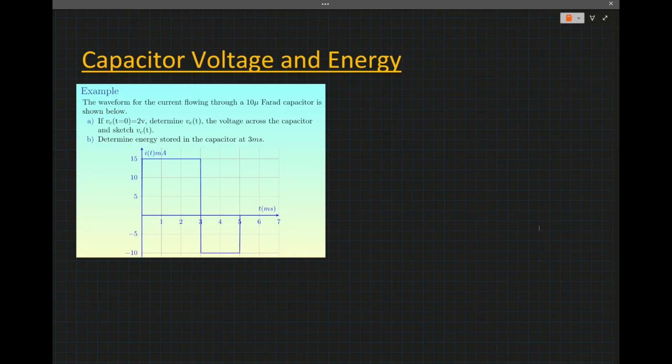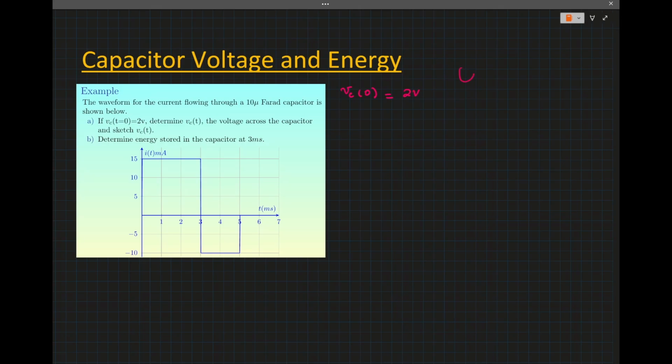So in this example, we are going to find the voltage across the capacitor when the current given in the figure here is applied to the capacitor. Initially the capacitor was charged with 2 volts. That means VC initial, VC at t equal to 0, is 2 volts.